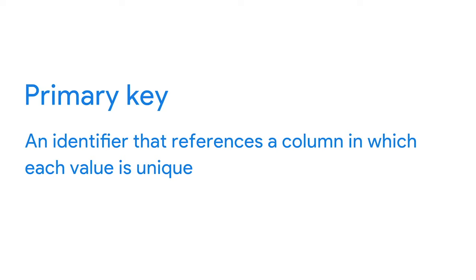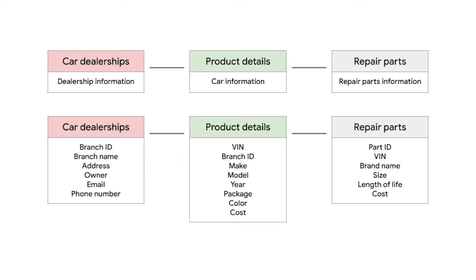Certain fields can also be referred to as a primary key. A primary key is an identifier that references a column in which each value is unique. So in our car manufacturer example, we can see that branch ID is the primary key in the dealership table, VIN is the primary key in the product details table, and part ID is the primary key in the repair parts table. Primary keys are unique and can only exist once within a given table.